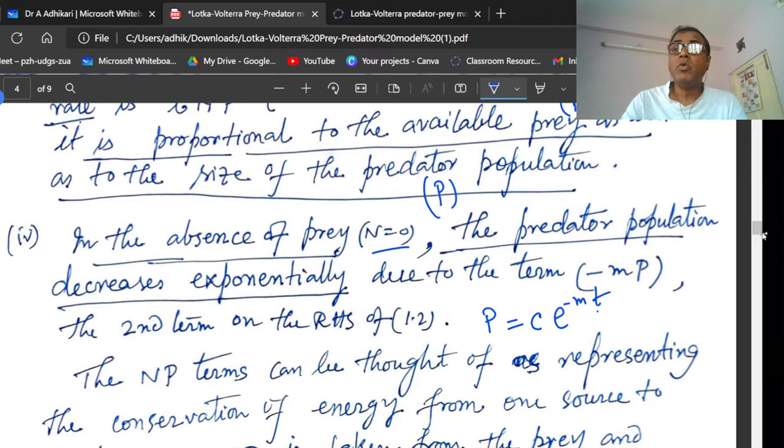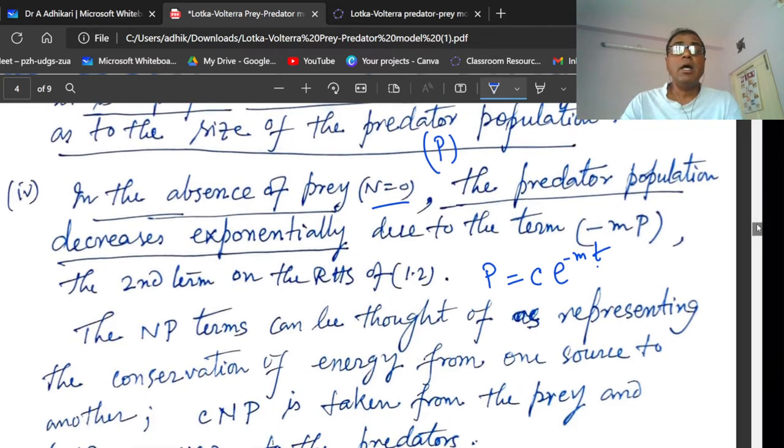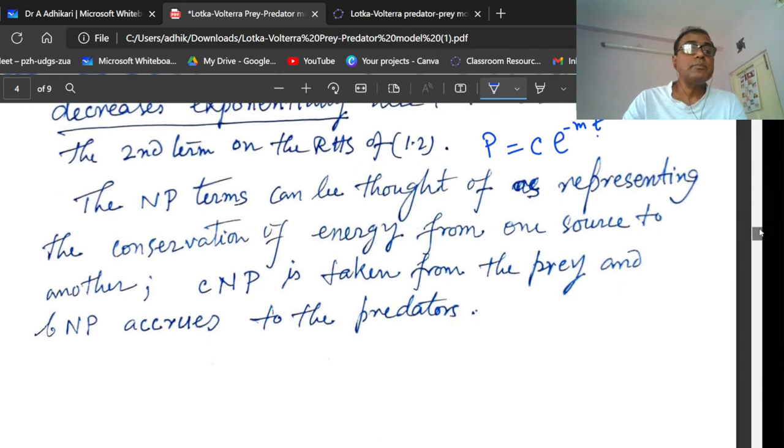These are the four assumptions for this Lotka-Volterra model. Next, the term NP can be thought of as representing the multiplication of the density of prey and the density of predator. The term NP can be thought of as representing the conservation of energy from one source to another: the term CNP is taken from the prey and BNP accrues to the predator. This CNP is present in the first equation and BNP in the second equation.